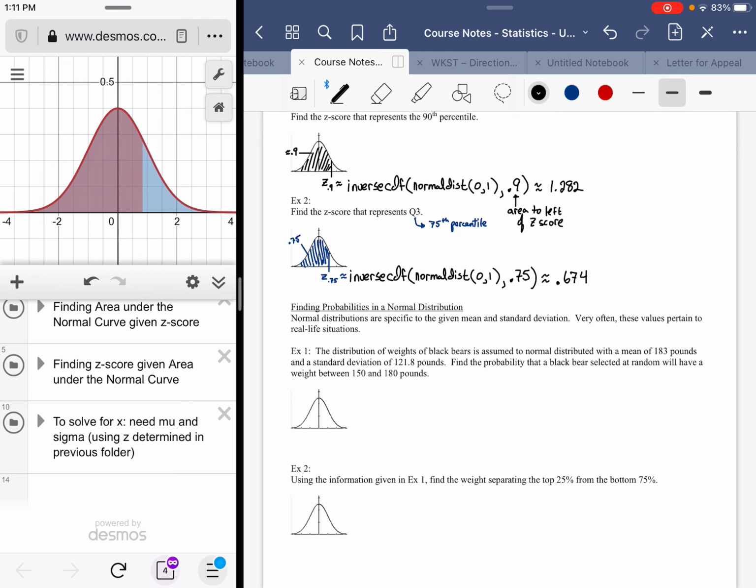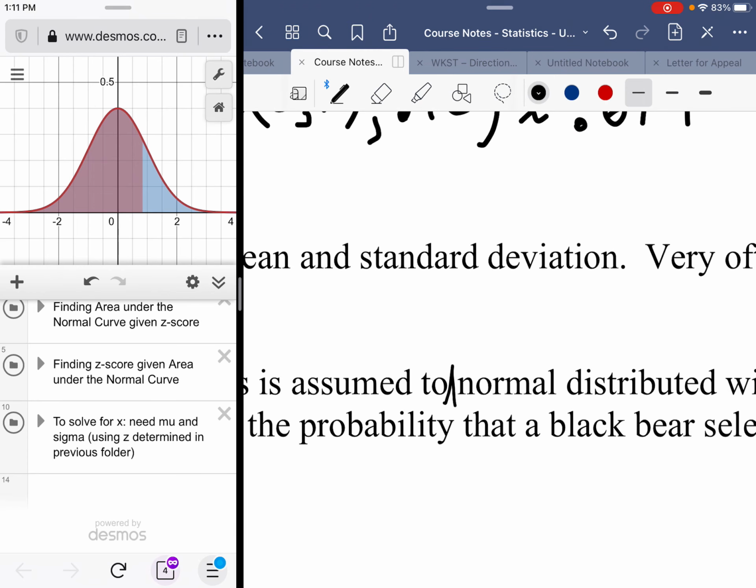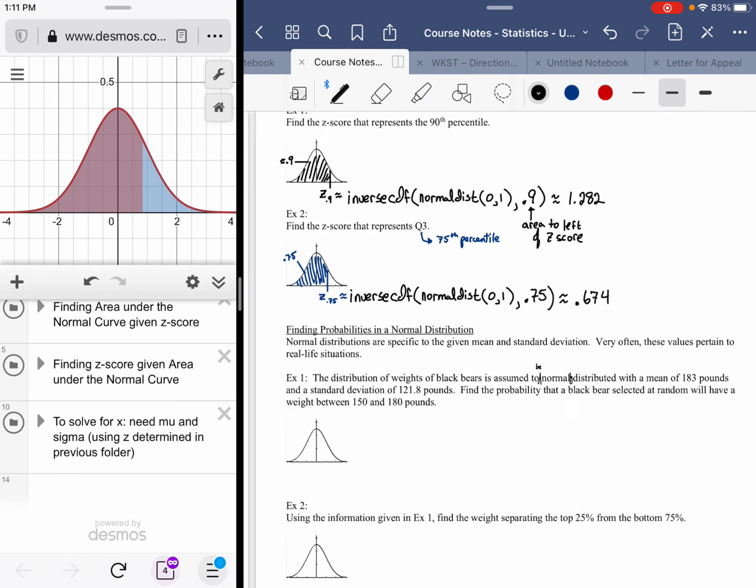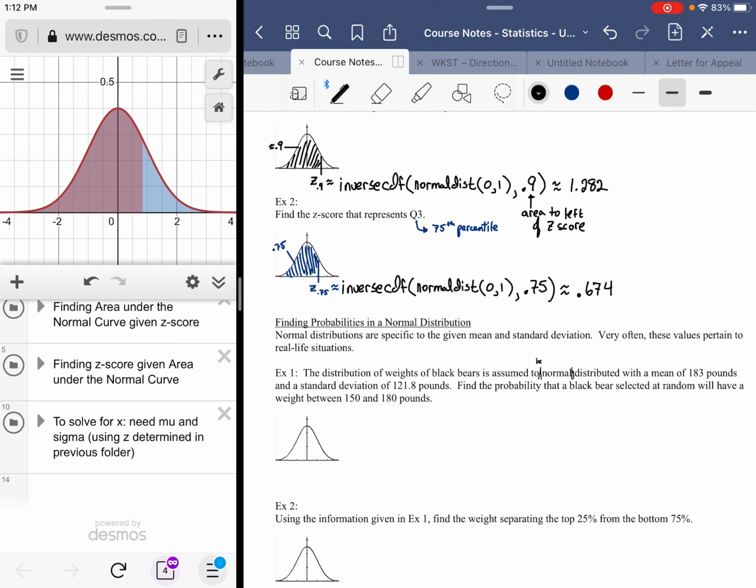Very often they pertain to real life situations. These are as real life as they're going to get, at least without getting into real data collection for this class. Anyway, the distribution of weights of black bears is assumed to be normally distributed with a mean of 183 pounds and a standard deviation of 121.8. Find the probability that a black bear selected at random will have a weight between 150 and 180 pounds.